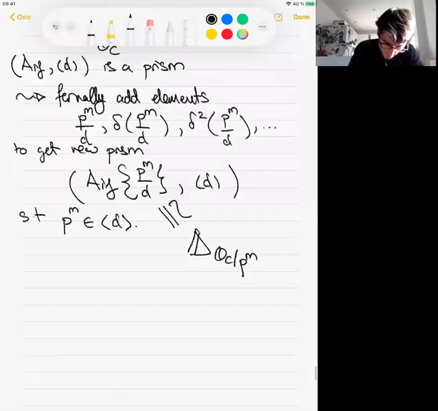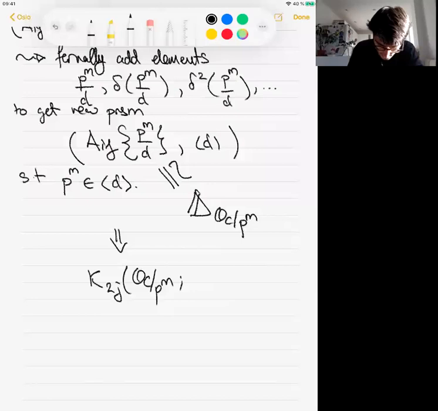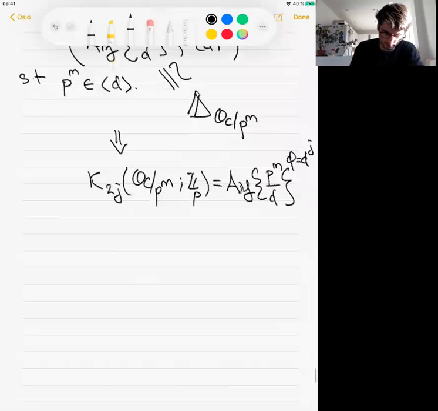And so repeating our previous calculation, we see that if you want to compute something like the K groups of O_C mod p^m, with Z_p coefficients, but basically the whole thing is p-adic, there's some stuff to do then. These will be given by this A_inf{p^m/d}, the phi equals d^j eigenspace. And in fact, in this case, there won't be any odd degree K groups. And this is the sort of calculation which underlies, for example, a result. I think it's not useful to start discussing K1 localizations.